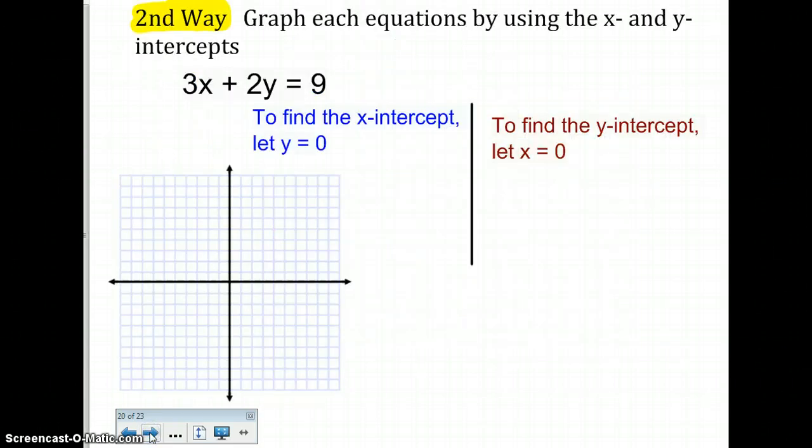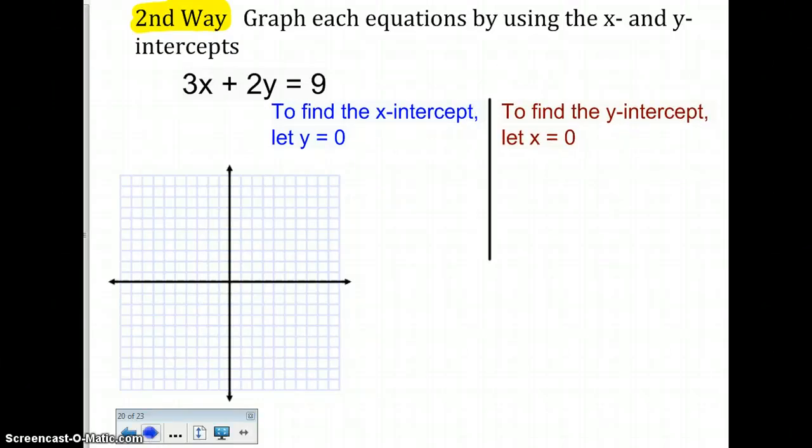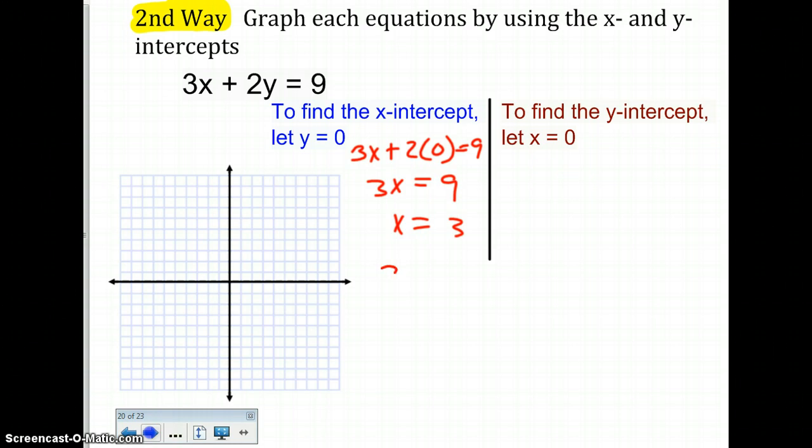A second way that some students end up preferring is to use the x and the y intercept. And we can mathematically find what those are, and we'll go through that. I'm going to move these down a bit. So to find the x-intercept, we let y in the equation be 0. So we'll go 3x plus 2 times 0 equals 9. And then at this point, we're going to solve for x. 3x plus 0 equals 9. Divide by 3, we get x equals 3. And so our ordered pair would be 3, 0. So we know that the x-intercept is at 3, 0. 1, 2, 3.